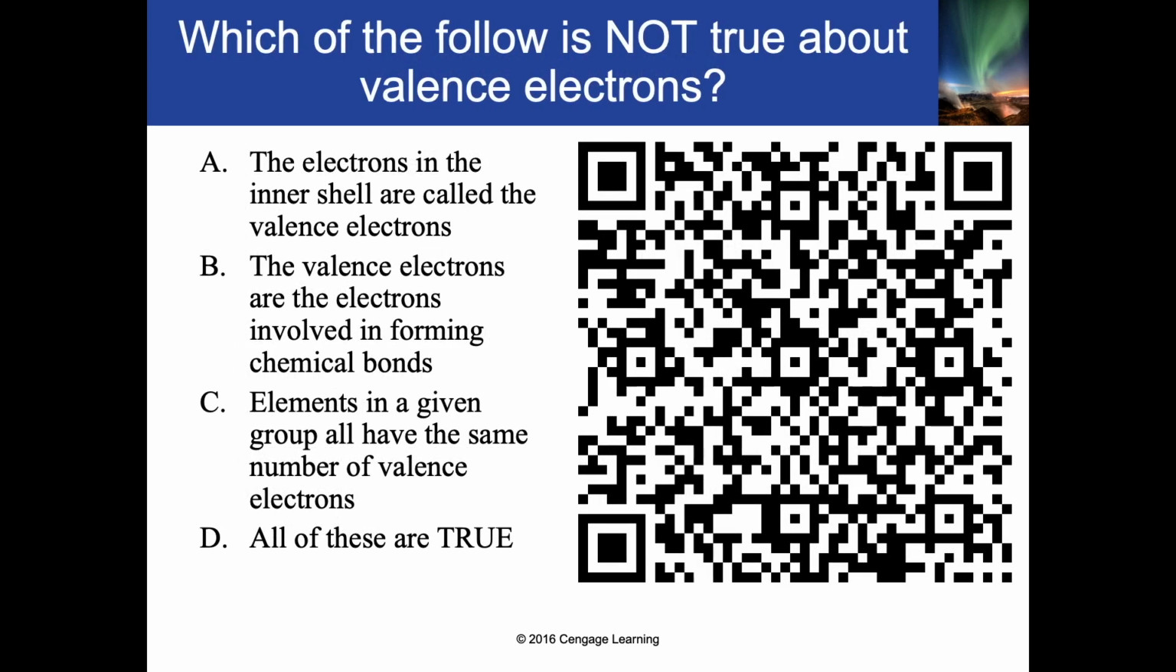So here we go. Which of the following is not true about valence electrons? The electrons in the inner shell are called valence electrons. That seems questionable. The valence electrons are the electrons involved in forming chemical bonds. That's kind of questionable too. Elements in a given group all have the same number of valence electrons. I don't know if that's true or not. And then all of these are true.